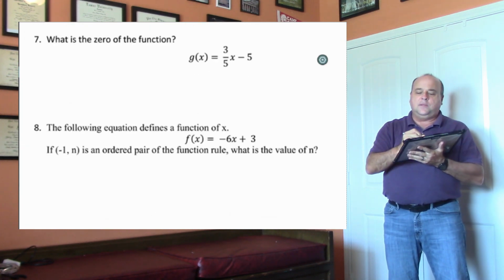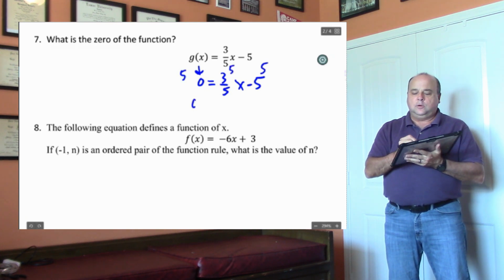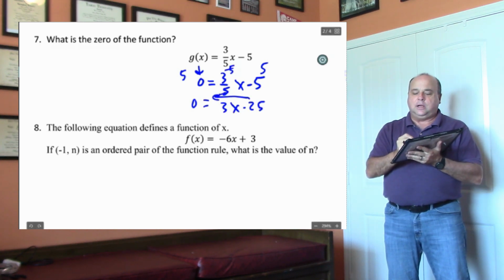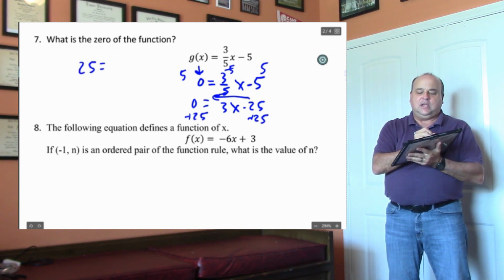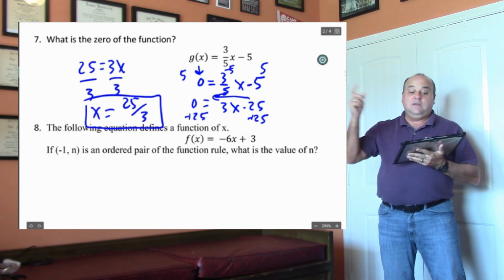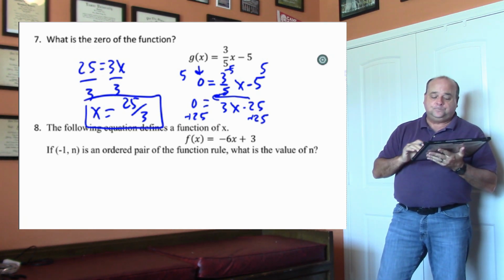Let's go to number 7. To get the 0 of the function, I'm going to replace the y with 0. Multiply everything by 5 to get rid of the fraction. You'll get 0 equals, the 5's cancel out, 3x minus 25. Now then, I'm going to move over the 25 and divide by 3. So I'm going to add 25 to both sides. I'm going to get 25 equals 3x, divide by 3, and my x-intercept will be a fraction, won't it? You would leave it 25 over 3, even though it's like 8 1/3. Just leave it 25 over 3.